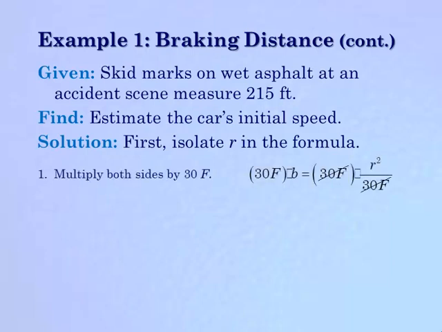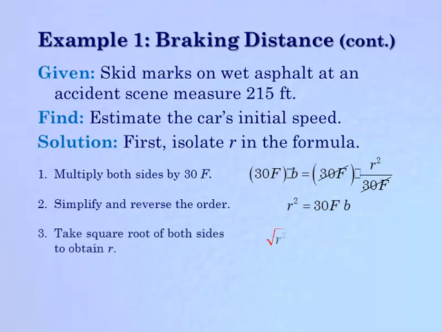So we'll multiply both sides by 30F because R is divided by 30F. And the 30F on the right side will cancel, and on the left side we'll be left with R squared is equal to 30F times B. Take the square root of both sides so that we can get R by itself, and R squared is equal to R, and the square root of 30FB is on the right hand side. So that's our answer to the formula for R.